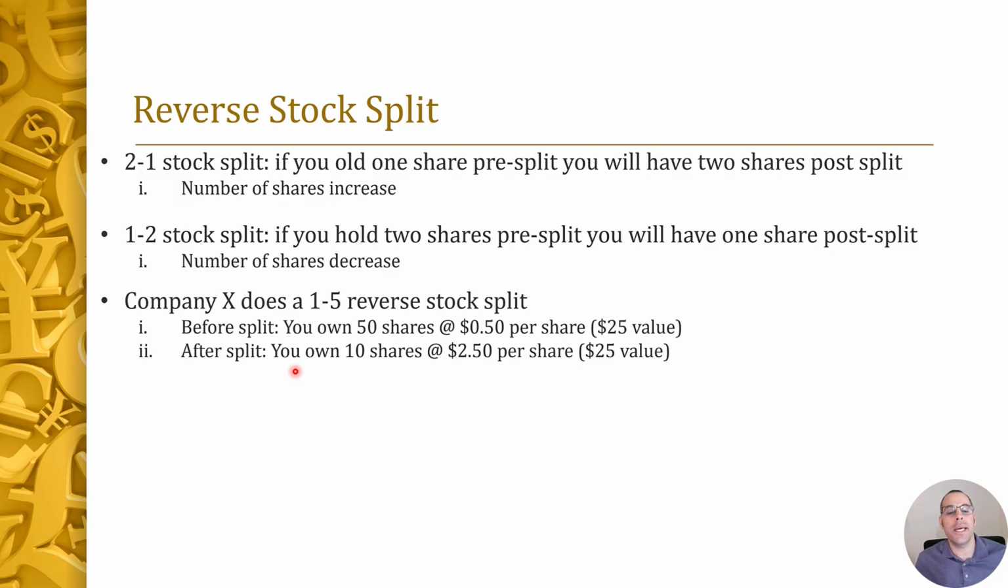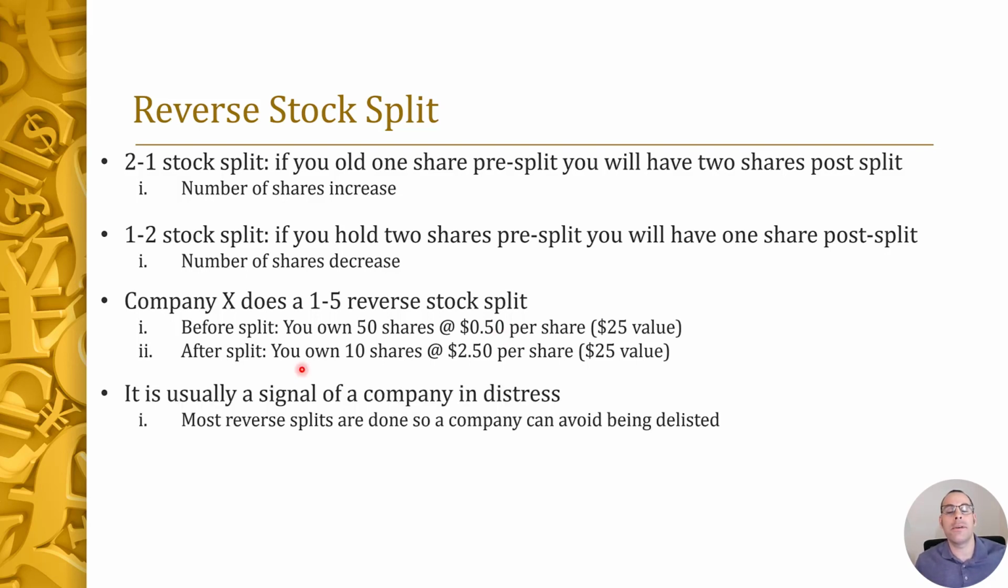So let me give you an example. Say company X does a 1-for-5 reverse stock split. Before the split, you own 50 shares and each share is 50 cents each. So your value of company X is $25. After the split, you now have 10 shares at $2.50 per share. So your valuation of company X is still $25. You see your total shares was divided by 5, but each share price went up by 5x.